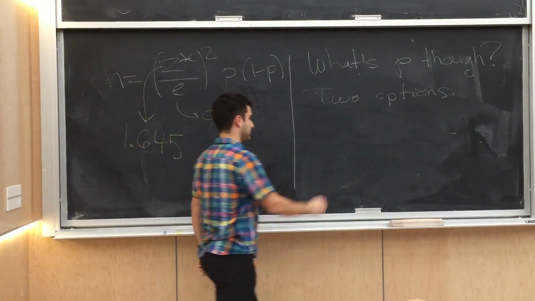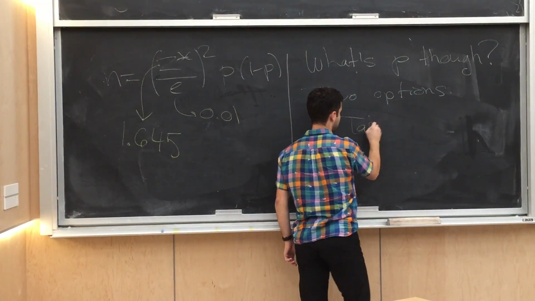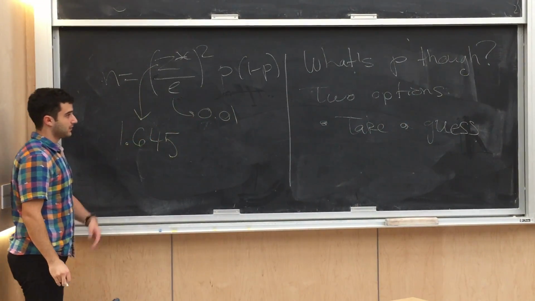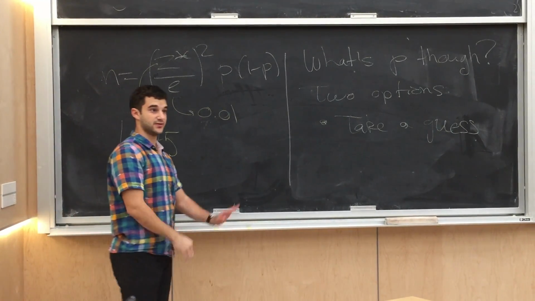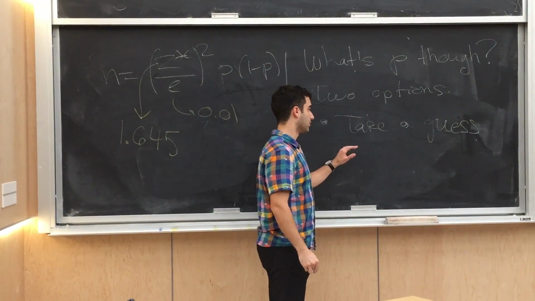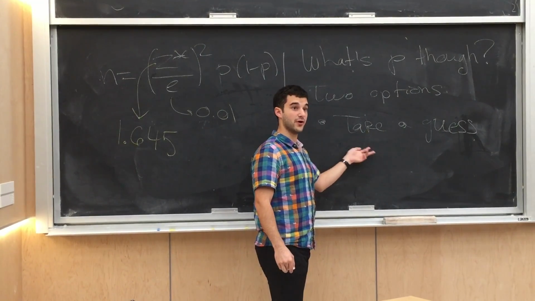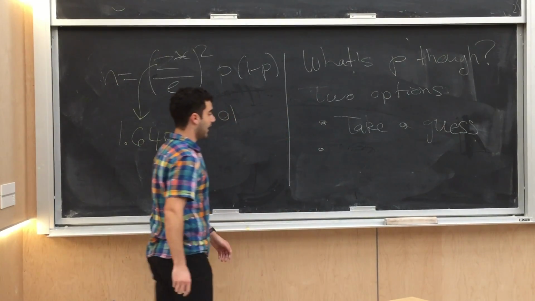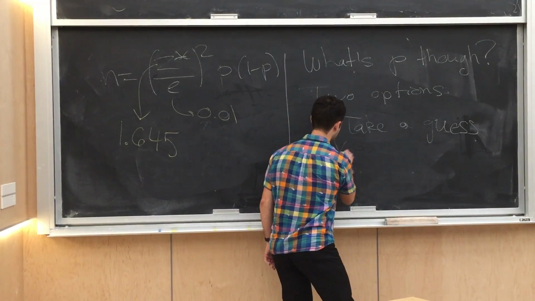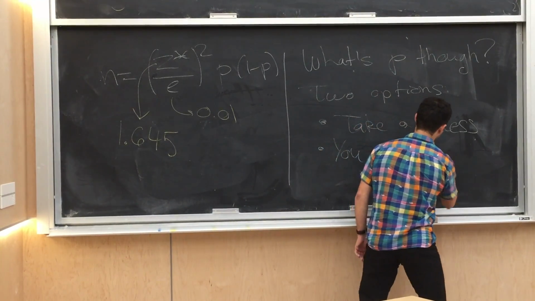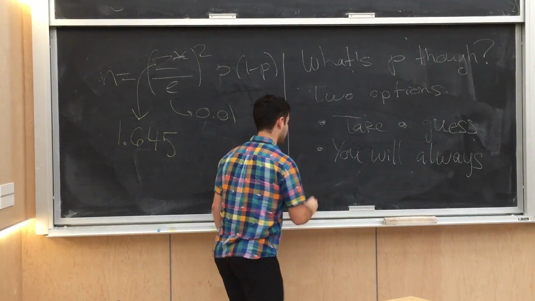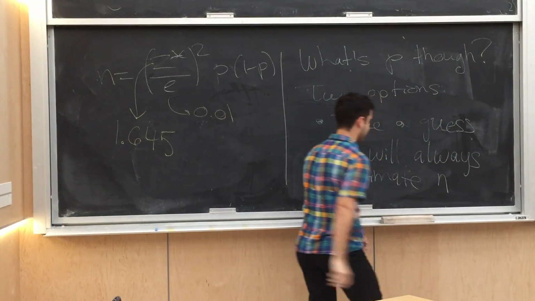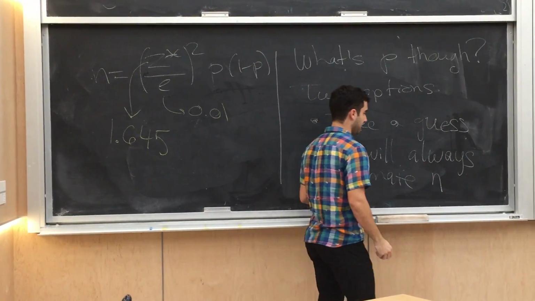So one is just take a guess. Maybe you've done previous computations, previous estimates for p hat, and so you could use whatever estimate you had before. But another thing you can do is you will always overestimate this number n by using p equals 1/2.